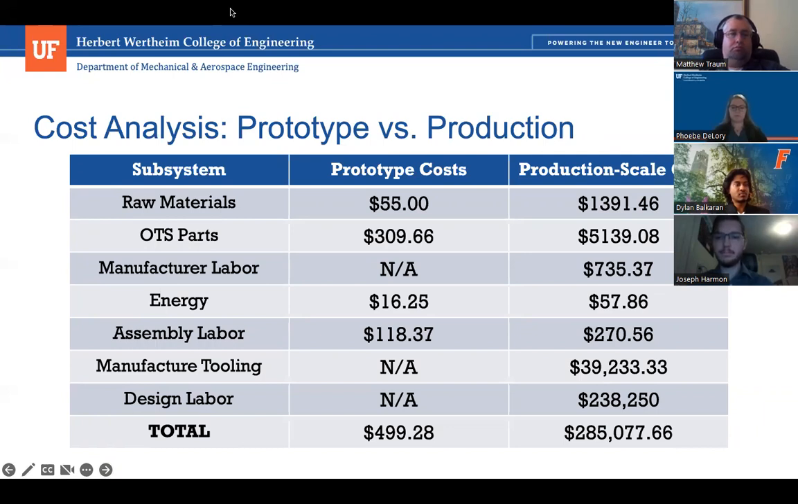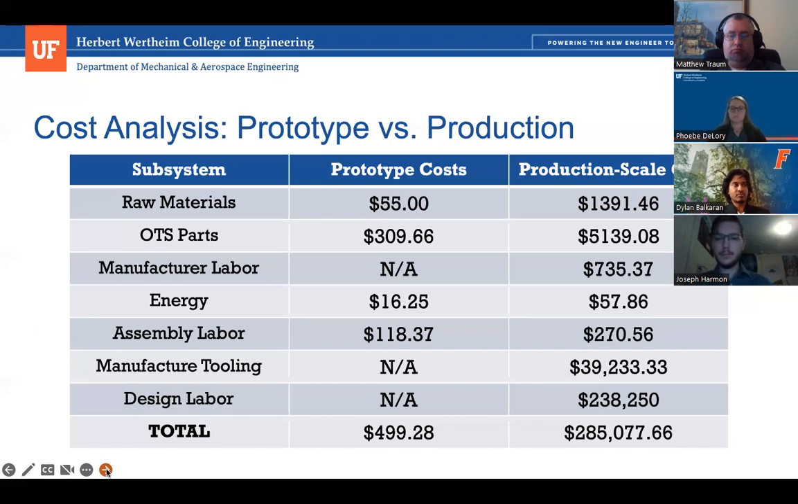PLA filament, which will be fed to the 3D printer, similar to the ones offered in Mech2 Lab. As for the OTS parts, the fasteners were not included due to pricing, and instead the pieces will be connected via a combination of interlock welds and epoxy adhesive. Since this is mostly going to be done with a 3D printer, the manufacturer labor is neglected. However, for energy, since the 3D printer does require energy to operate, the GRU City of Gainesville commercial cost per kilowatt hour was used to get a total energy consumption price of $16.25.